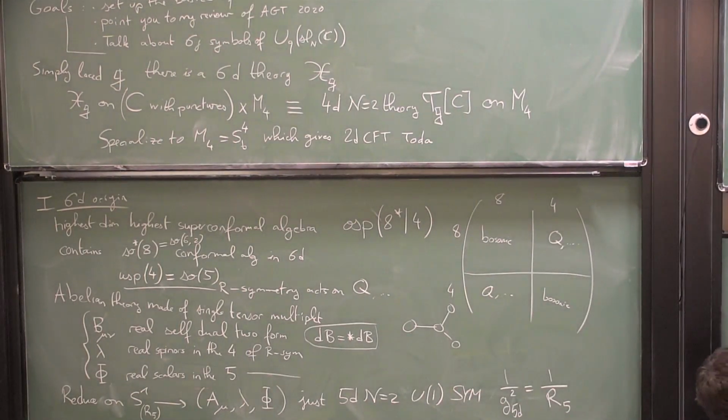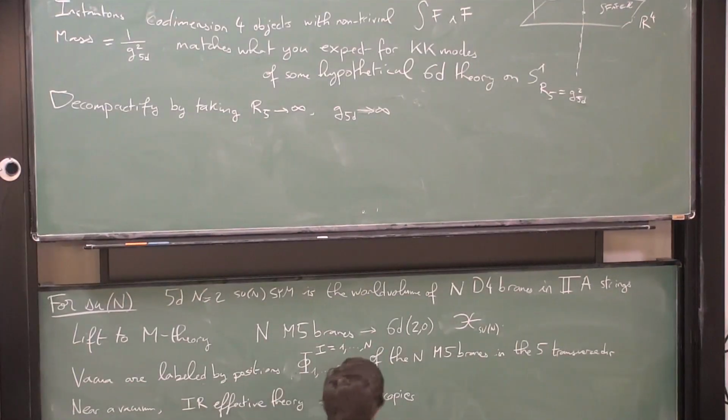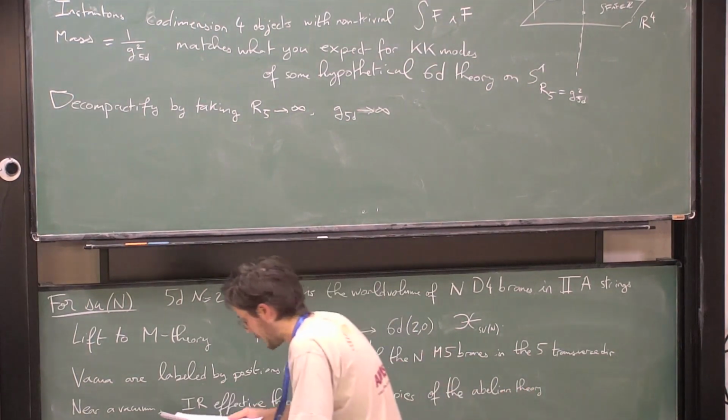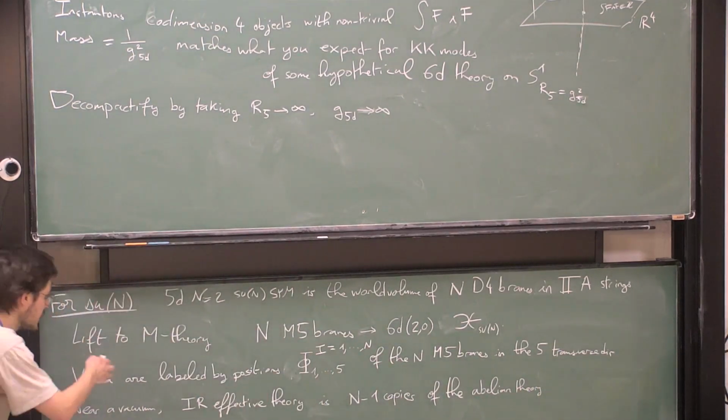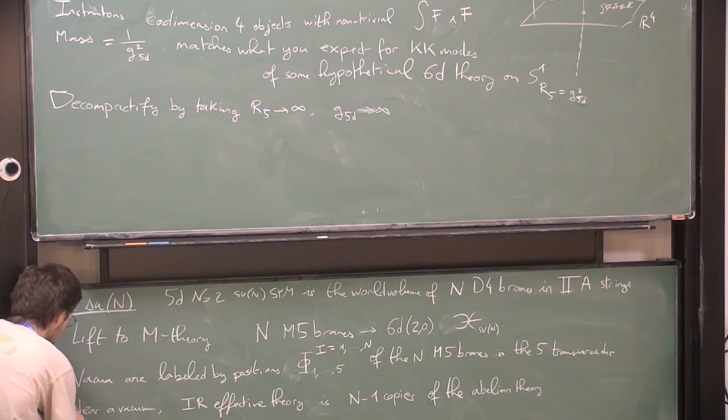And near a vacuum, the infrared effective theory of fluctuations around this vacuum is just N-1 copies. The -1 is always because you have to be careful about the center of mass, and it decouples from everything else. So it's N-1 copies of the abelian theory I mentioned. So that's the low energy description, the vacua and low energy description.